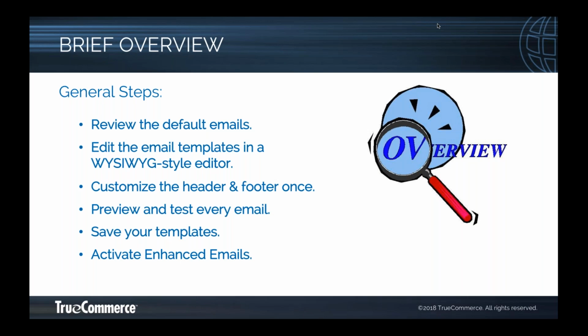Then if you want to make some changes, you'll edit the email templates in a WYSIWYG style editor, customize the common header and footer, which apply to all the emails. You'll preview and test each email as many times as it takes to get it exactly the way you want it. You'll save your work, and then you'll activate the functionality so the system will use the templates that you've created. So now I'm going to take you to the OMS to actually see the functionality.